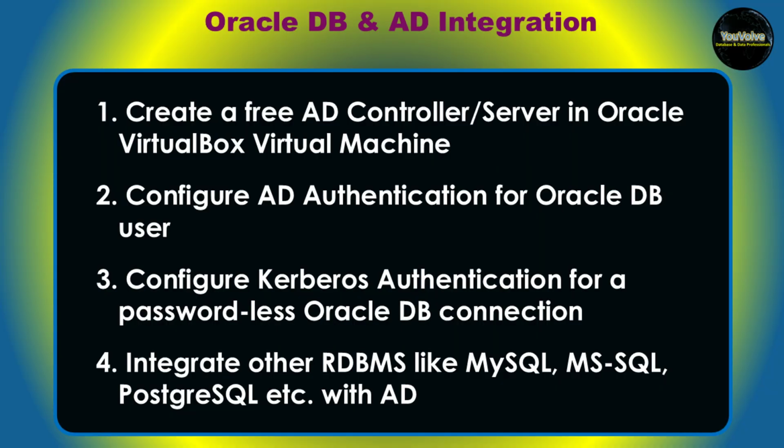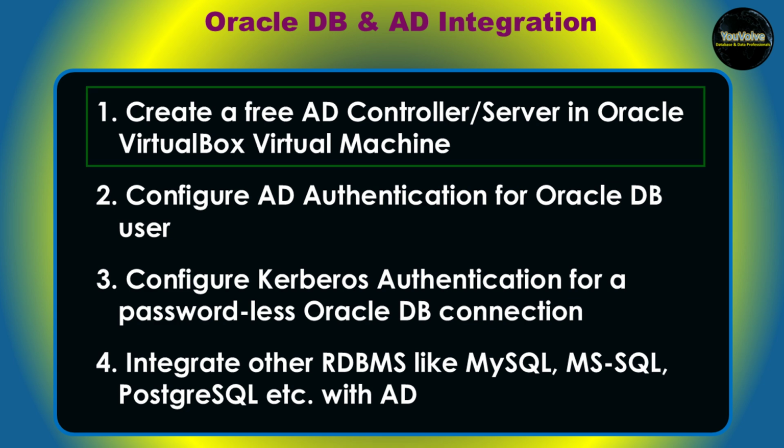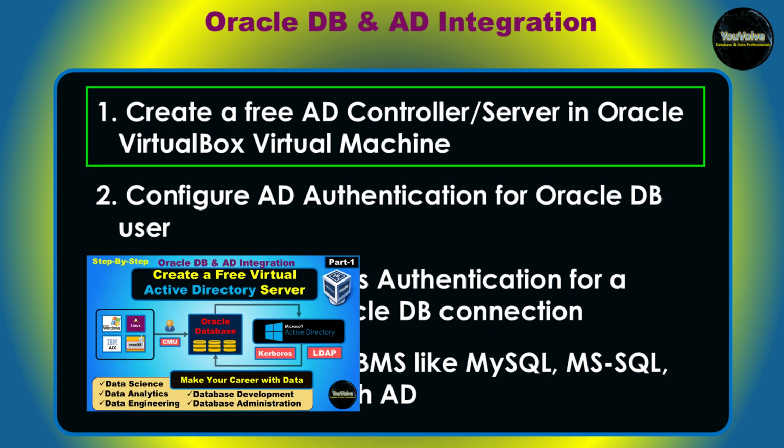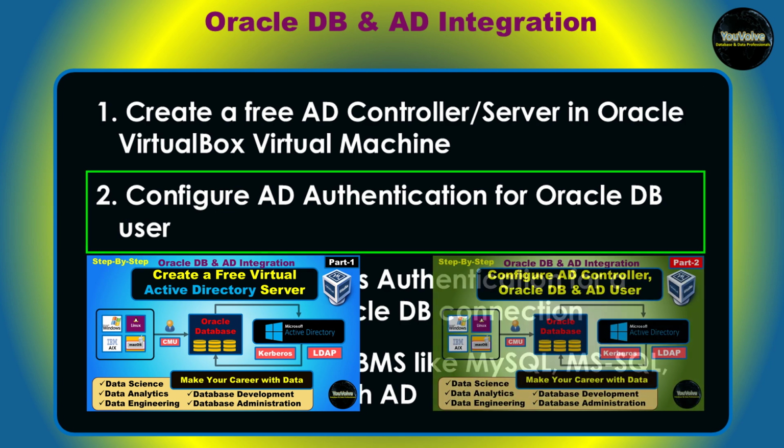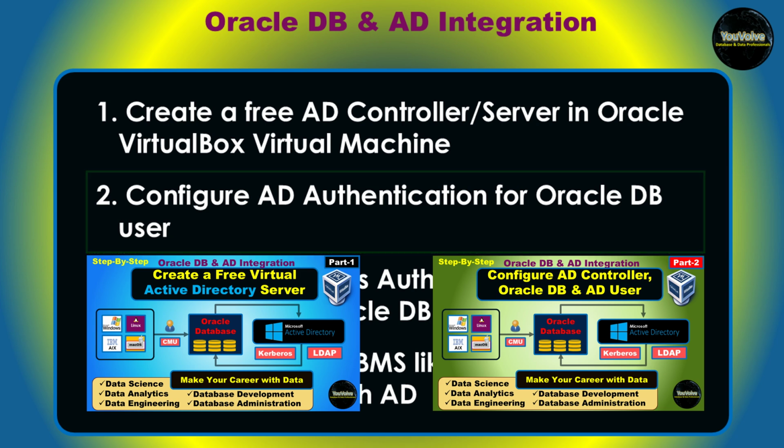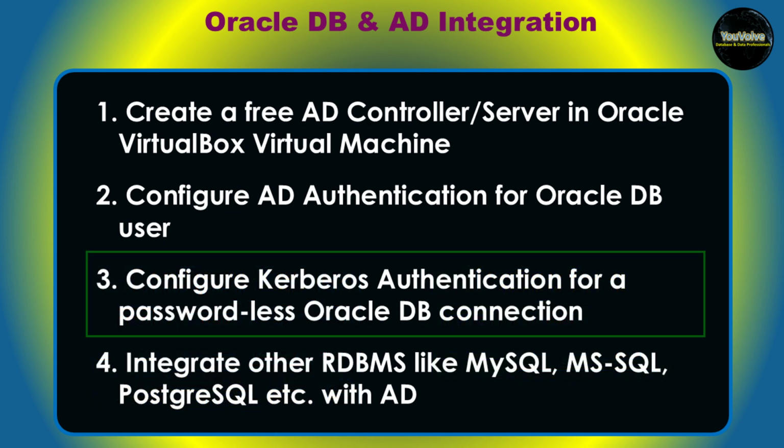So in the first part of this series, we created our free Microsoft Active Directory controller on a Windows Server 2019. Then in part 2, we configured our Oracle database for authenticating database users using the Microsoft Active Directory. And this third part is going to be really interesting, where we will implement the Kerberos authentication for centrally managed users, or CMU, in an Oracle database.